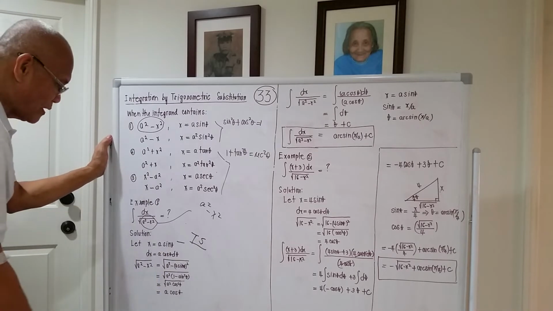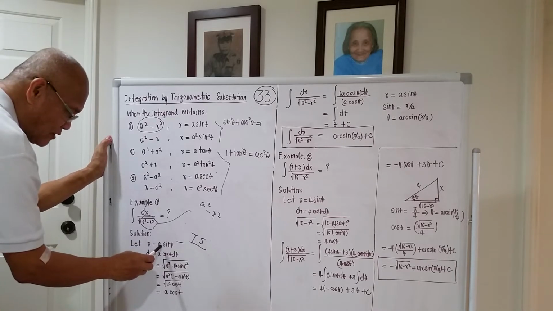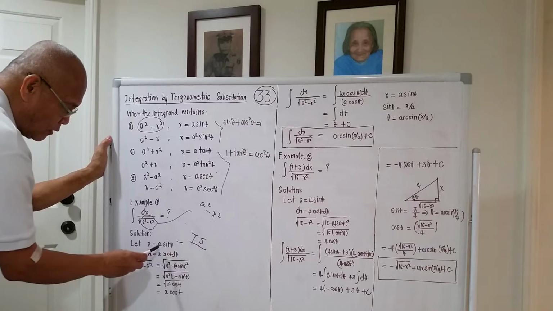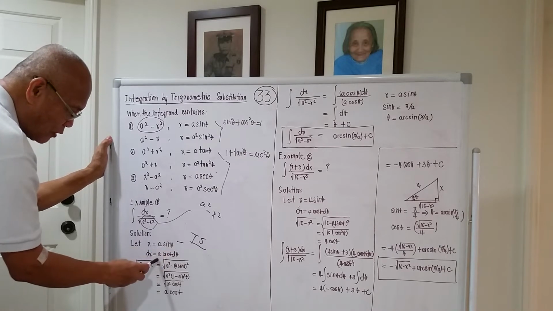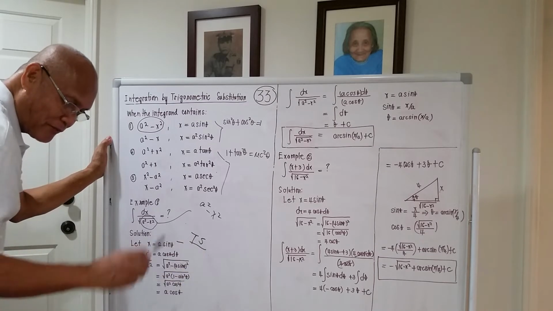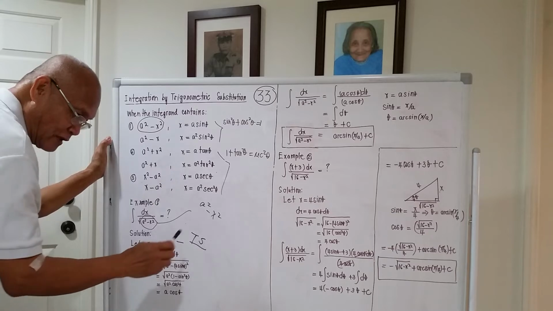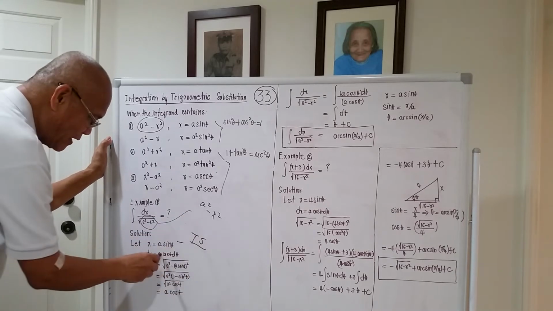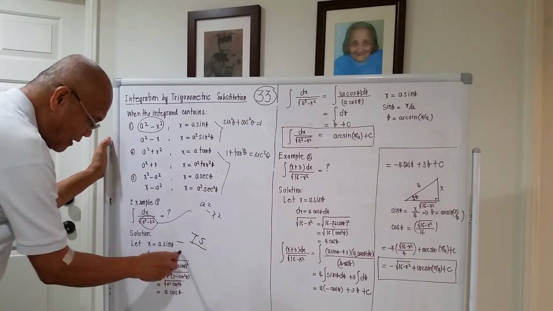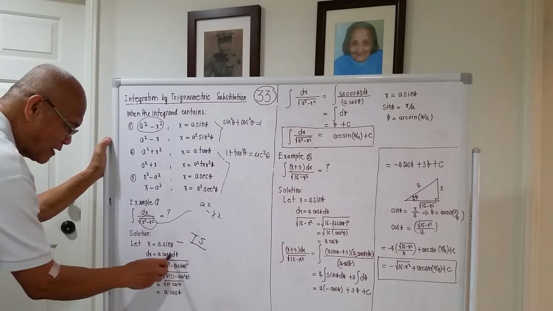Taking the differential of both sides. The differential of x is dx. The differential of a sine of theta, a constant times a function, should be the constant times the differential of that function. So it should be a times the differential of sine, which is cosine, times differential theta. Or dx is simply a cosine of theta differential theta.